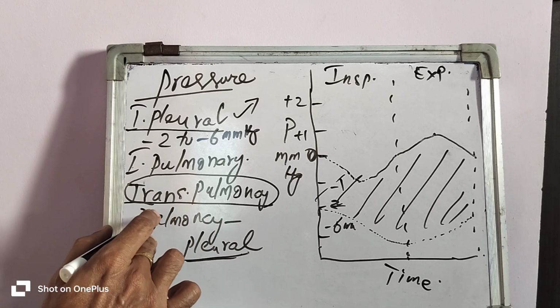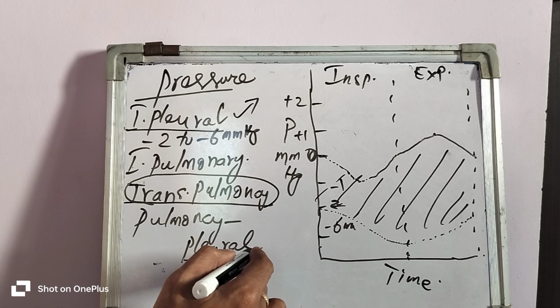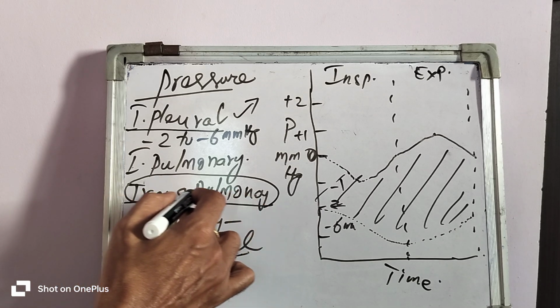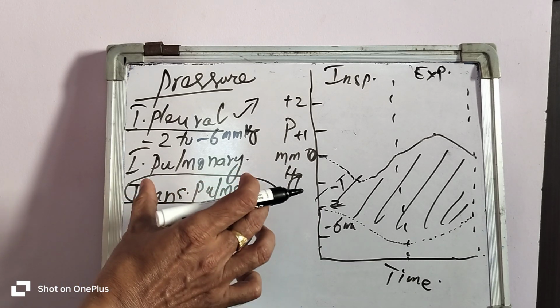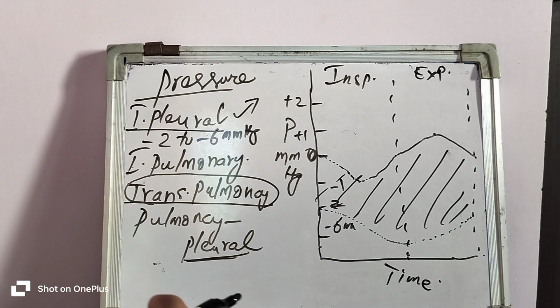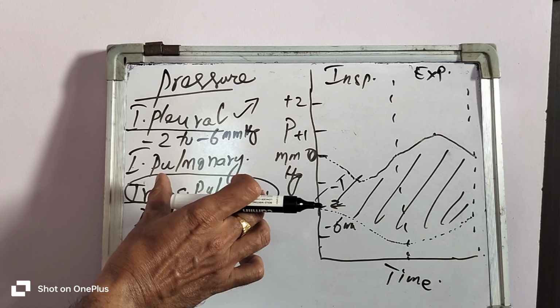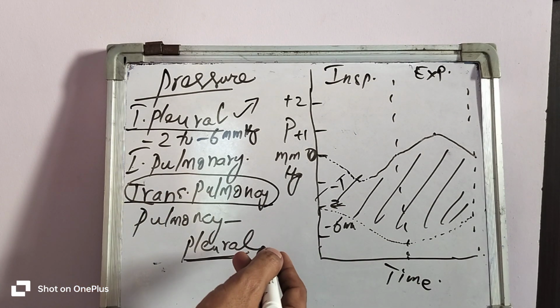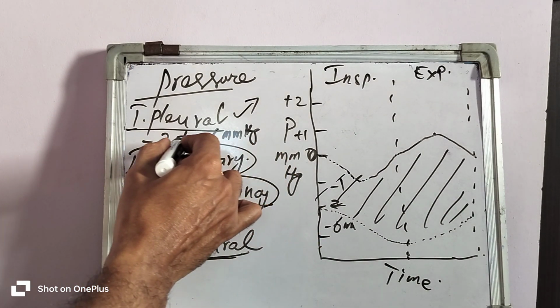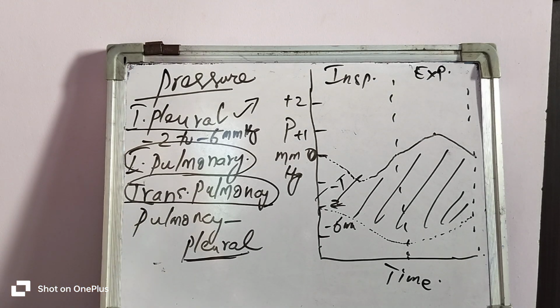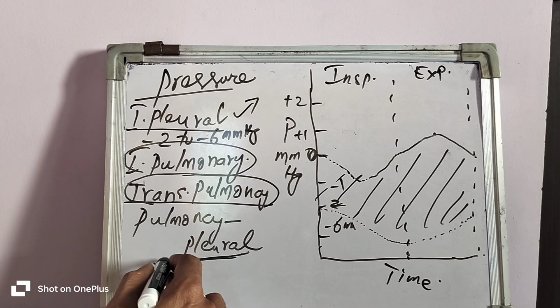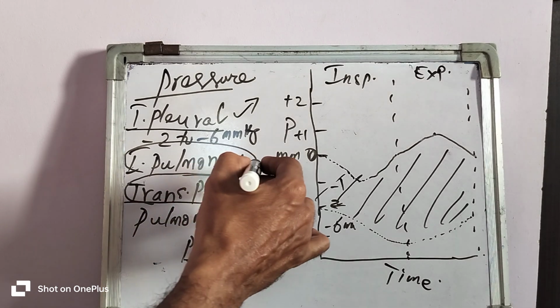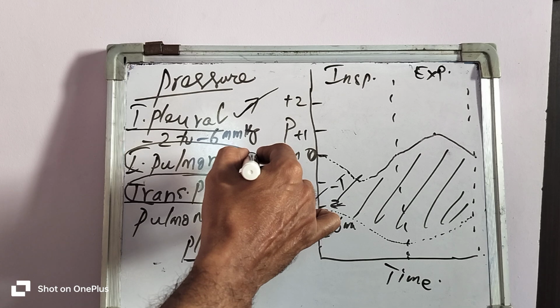It is the difference between pulmonary and pleural pressure. So as this value becomes more negative, the transpulmonary pressure value increases. This transpulmonary pressure is a measure of the elasticity of the lung, and when it is increasing, the lung expands. When the lung expands, the intrapulmonary pressure starts falling. When there is a fall in intrapulmonary pressure, automatically air will be pulled in and the inflation of the alveoli takes place. So this is the sequence: intrapleural pressure, then transpulmonary pressure, then the intrapulmonary pressure.